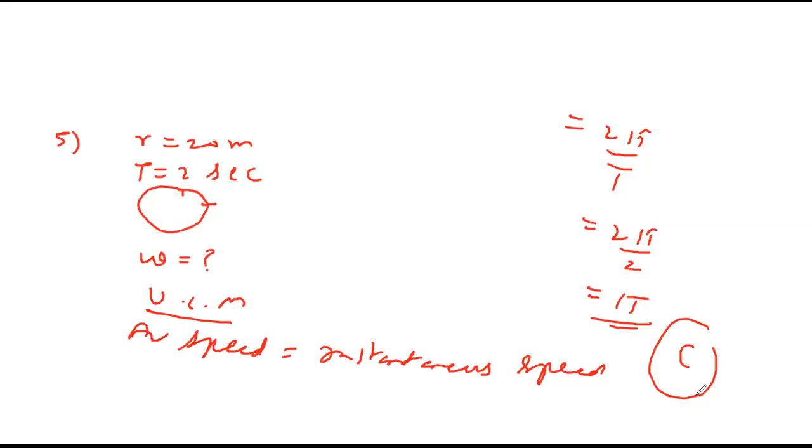If they would have asked average velocity, then we would have done total displacement upon total time. Then we would have taken v equal to R omega. Okay. Because even that is the same. Okay.